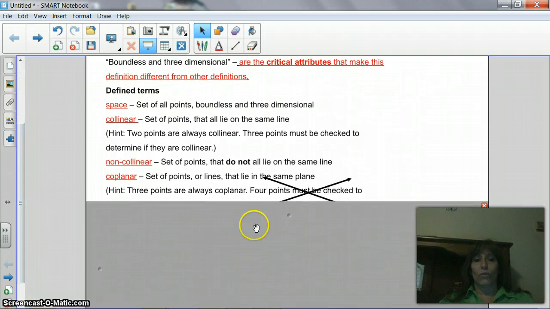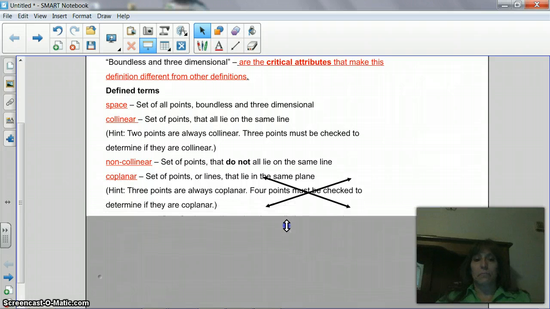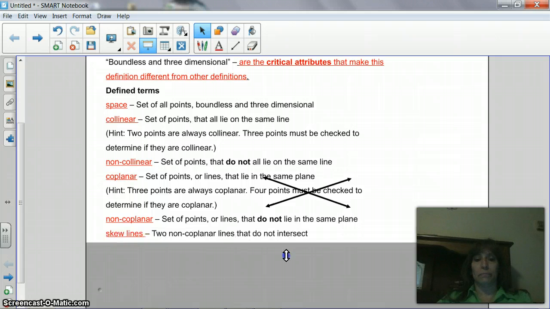Okay, so the hint with coplanar is that 3 points are always coplanar. 4 points have to be checked, because if you remember today, well, actually we're going to get that page tomorrow. If you have a plane, you might have 3 different points on it, and you might have something shooting through the middle of it. Well, that point down here may not be on this same plane, so they're not really the same. Okay, the next one is non-coplanar, which is basically just the opposite of that. It's a set of points or lines that do not lie on the plane.